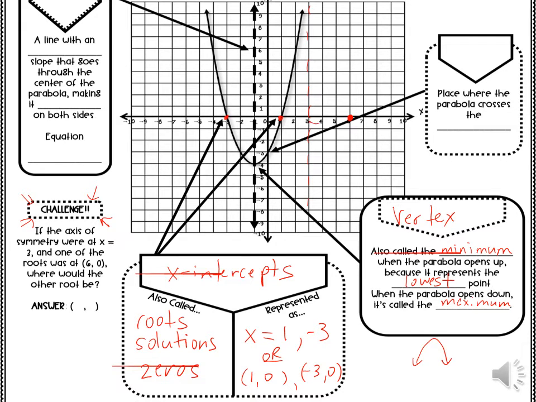So if my right side is symmetrical to my left side, I go 1, 2, 3 to get to my first root. To get to my root on the other side, 1, 2, 3, my other root would be right there. So my axis of symmetry is always halfway between my x-intercepts. So my answer would be 0, 0 would be my other root.